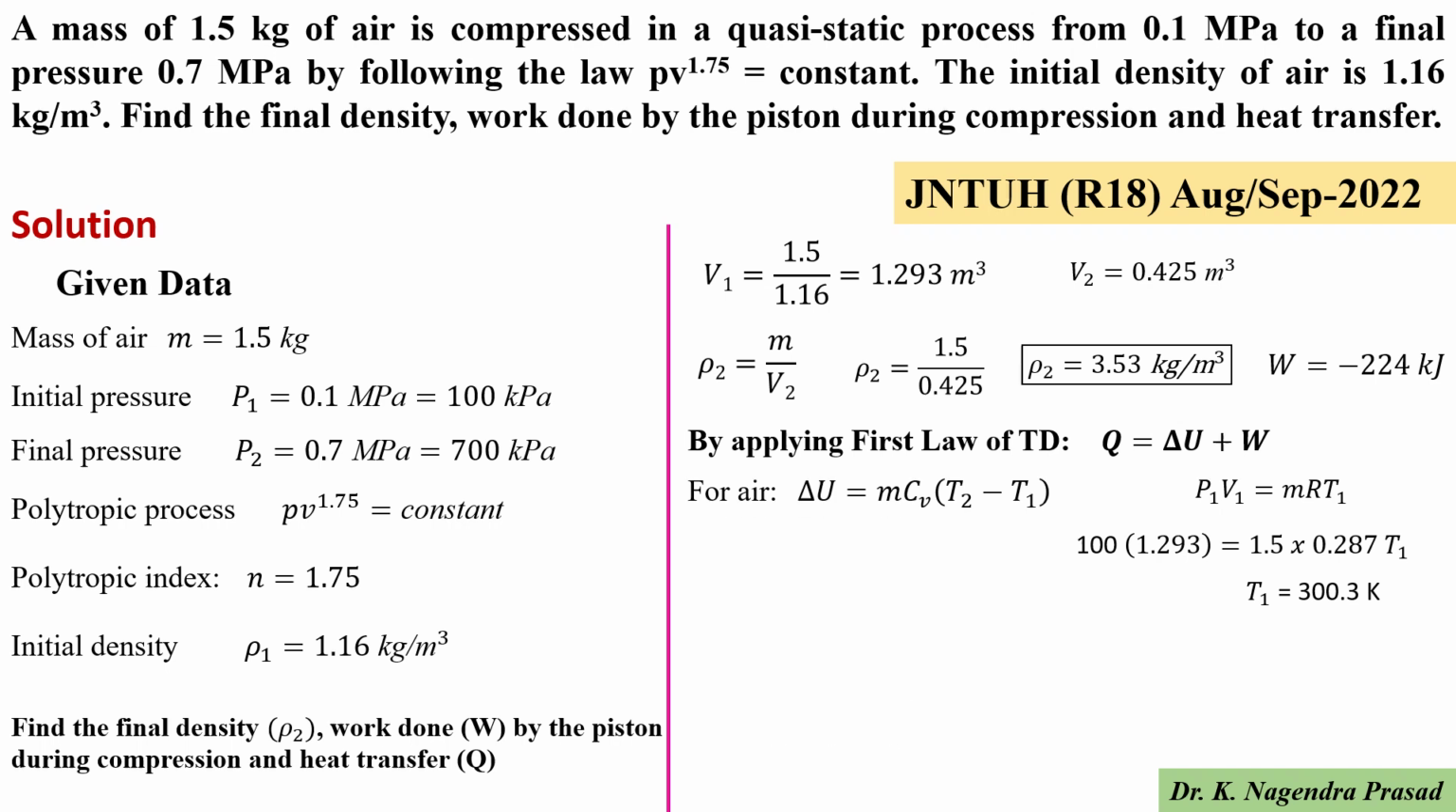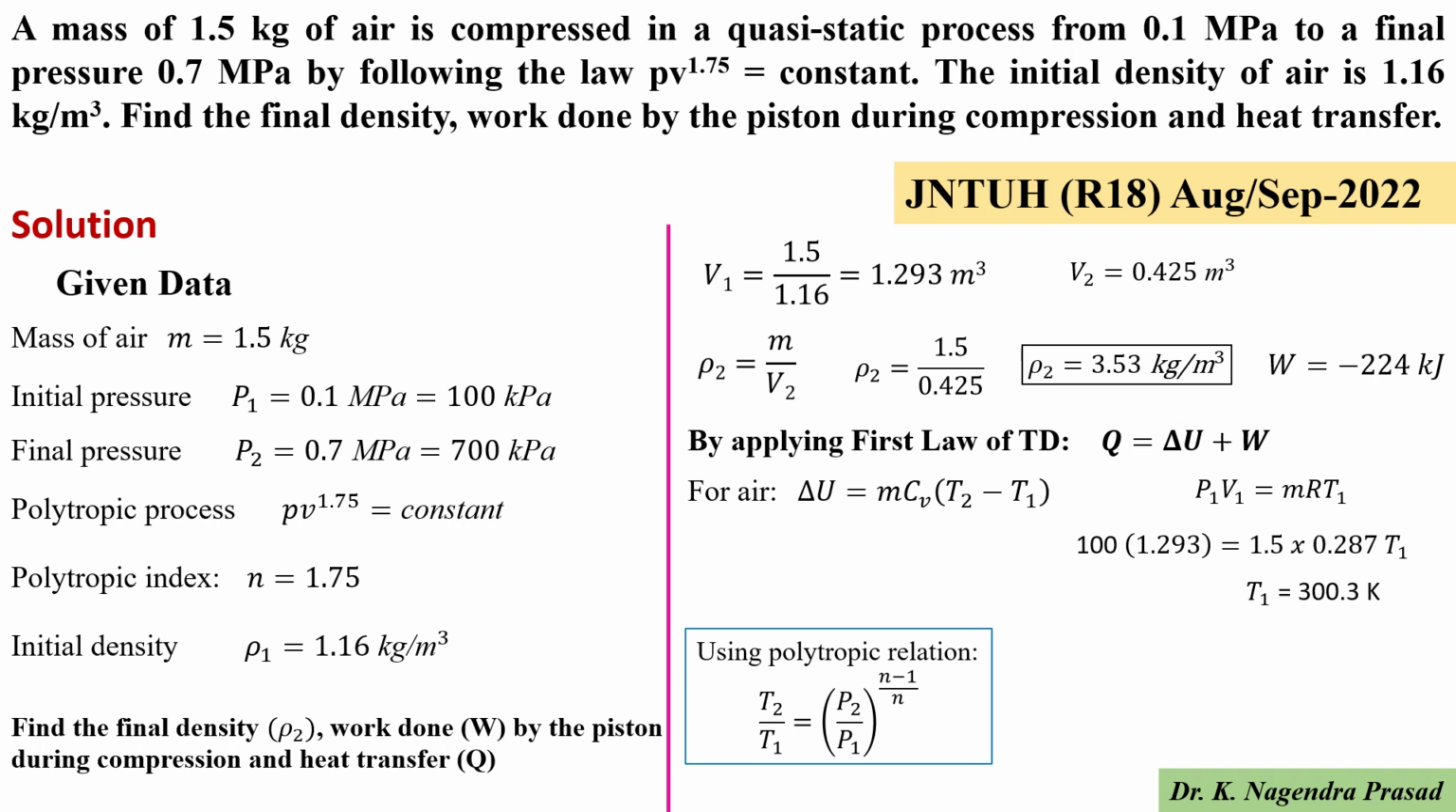So the process is the polytropic process. In the previous lectures we discussed, for the polytropic process, the relation between the temperature and pressure, that is T2 by T1 equal to (P2 by P1) whole to the power (n minus 1) divided by n. Here we know the T1 value, P2 value, P1 value, n value. Then substitute all these values. We will get T2 equal to 690.7 Kelvin.